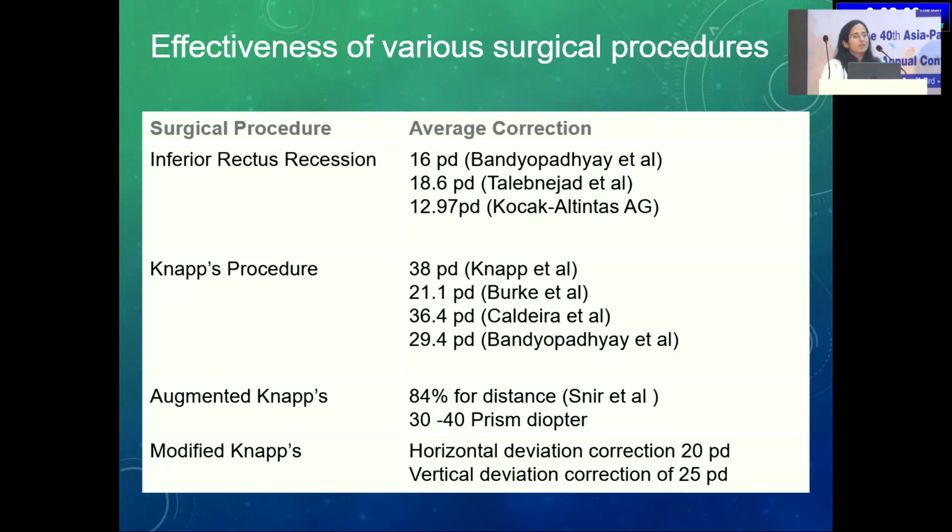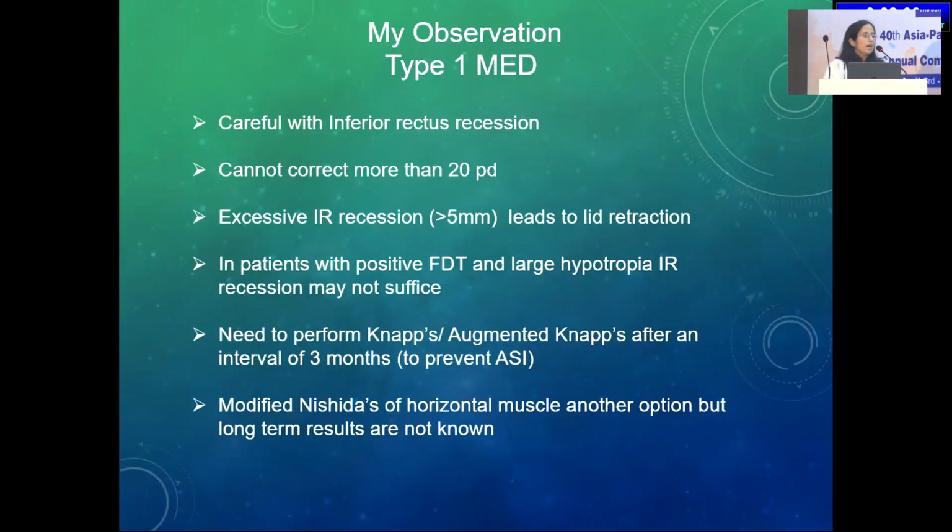And as I told, for modified Nishida, there has been a small case report and a few case studies which report that it can correct up to 30 prism diopters of vertical deviation. In my observation, one has to be careful with inferior rectus recession. Inferior rectus recession per se cannot correct more than 20. Each millimeter of inferior rectus recession corrects around 3 to 3.5 prism diopters of the vertical deviation. Excessive inferior rectus recession can lead to lid retraction.